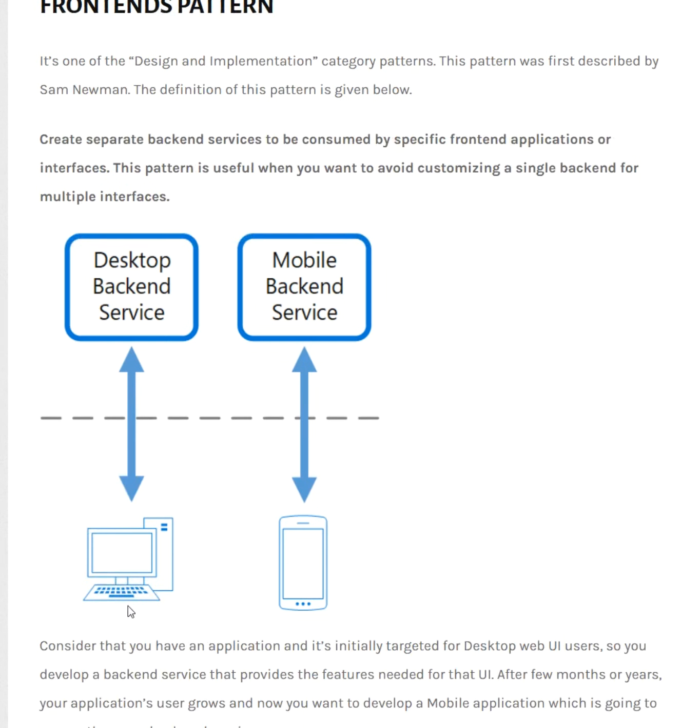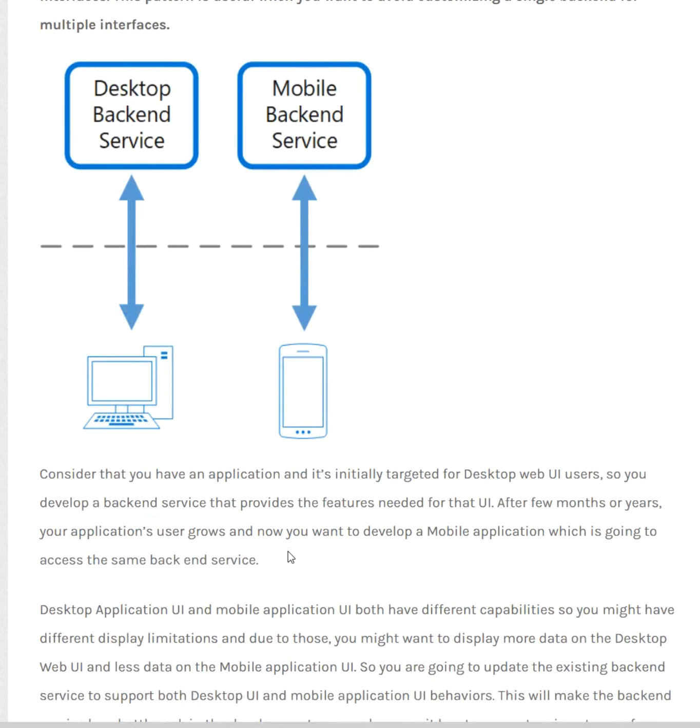If you just look at these diagrams, we have our desktop applications and desktop front end, and it uses a desktop backend service, and we have mobile applications, and the mobile application front end interfaces use a mobile application backend service. So rather than having one backend service for both these interfaces, we have created two separate services, one for each interface. Normally we always have one backend service for any kind of interface, but if your desktop user base grows and there are a lot of mobile users, then you might have to create separate services for providing the features for mobile user interfaces.